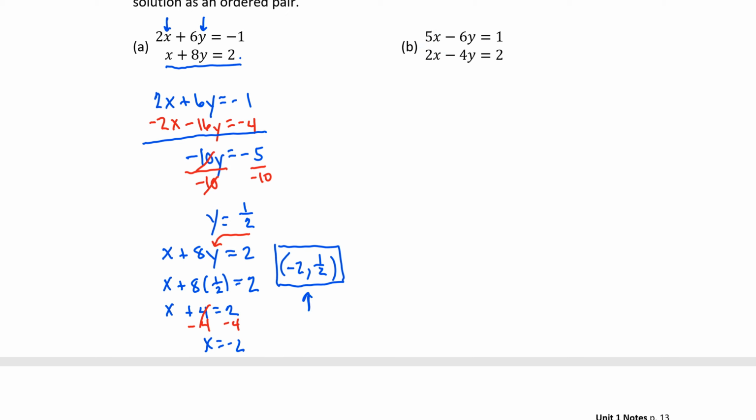Now here's a quick pop quiz for you. Can you tell me in which quadrant would those two lines intersect? In which quadrant would those two lines intersect?